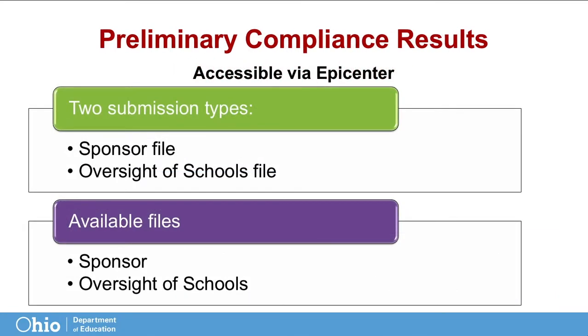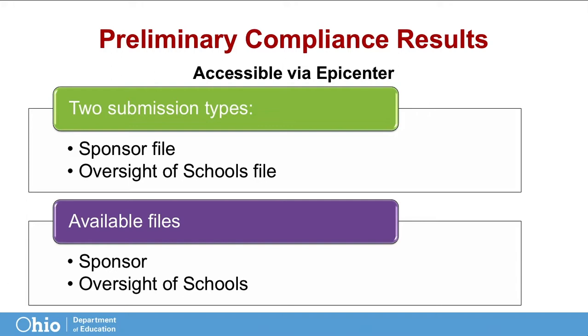There are multiple files associated with the compliance component review. The following completed worksheets can be found by searching for the preliminary compliance results in Epicenter. There are two submission types, one for the sponsor file and one for the Oversight of Schools files. The available files are listed below.